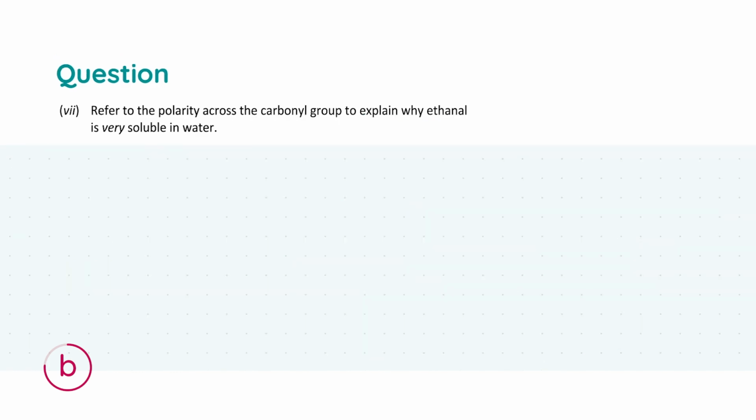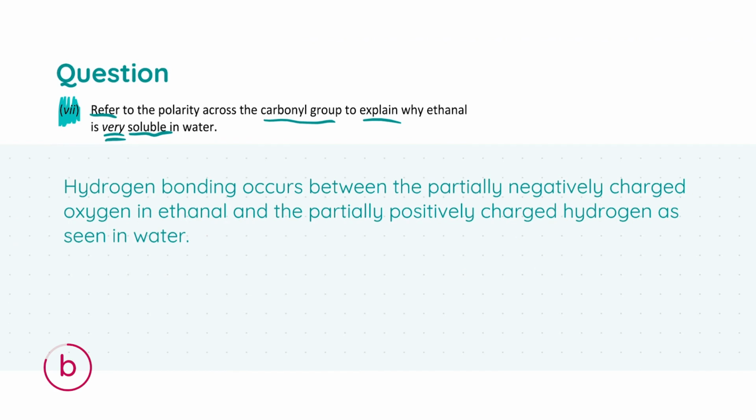And finally, we're going to have a look now at part 7, which in this case is asking us to refer to the polarity across this carbonyl group to explain why ethanol is very soluble in water. So basically, the important thing to know here is that we're going to have to reassess that carbonyl group and use the answer that we get from even just the previous question to explain why this polarity exists and why this results in the ethanol molecule itself being extremely soluble in water. So the required solution to get this fully correct in this case is going to be referring to hydrogen bonding.